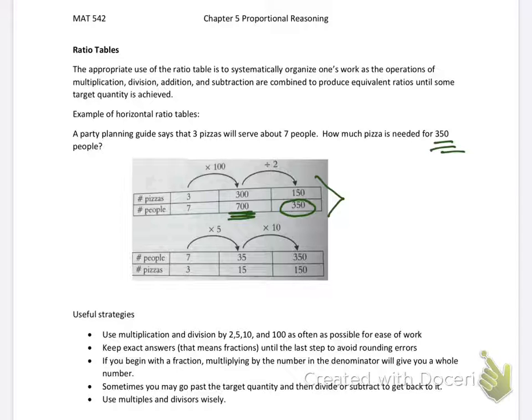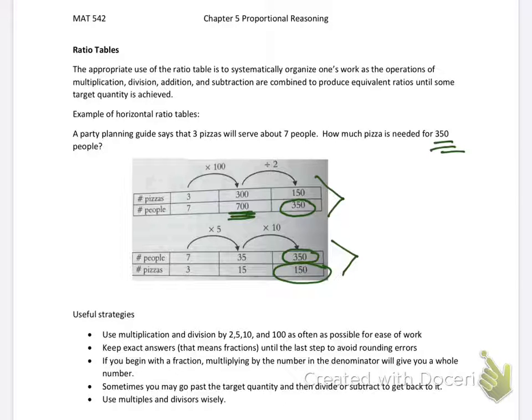There's more than one way to skin a cat, so let's look at this next one. Here they reverse the people and the pizzas. Your goal is still to get to 350. What they did first is multiply the people by 5 and get to 35, and then multiply by 10 and get to 350 that way. Either way, your reasoning is consistent because you're still getting 150 pies to feed 350 people.